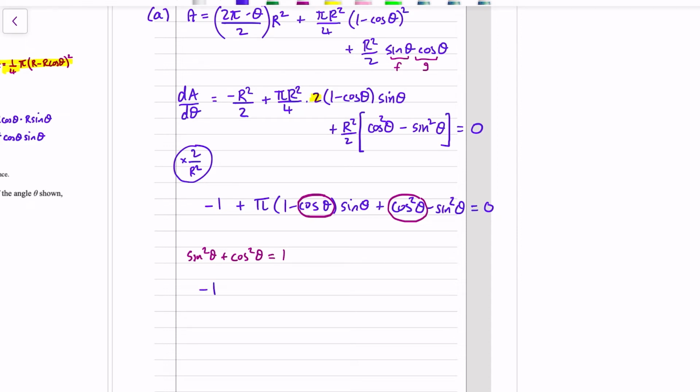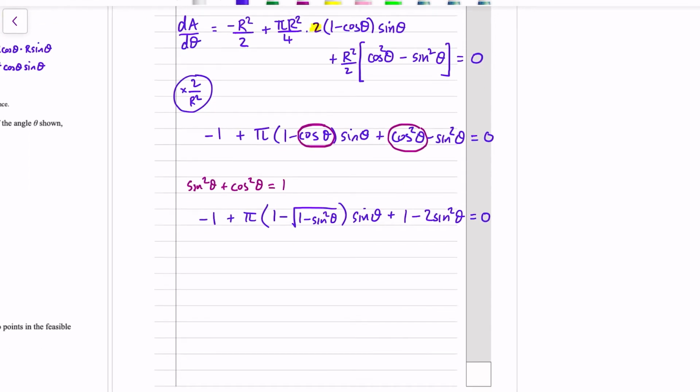So if we go minus 1 plus pi, the 1 minus cos theta bit, I'm going to write it as 1 minus the square root of 1 minus sine squared. Because instead of cosine theta, I can rearrange that trig identity and get rid of it. And then the other one, I can get rid of the cos squared theta in the last term, because I can write it as 1 minus sine squared theta. And I've got another minus sine squared theta, so 1 minus 2 sine squared theta.